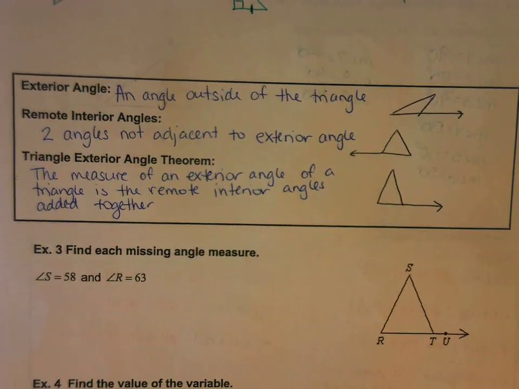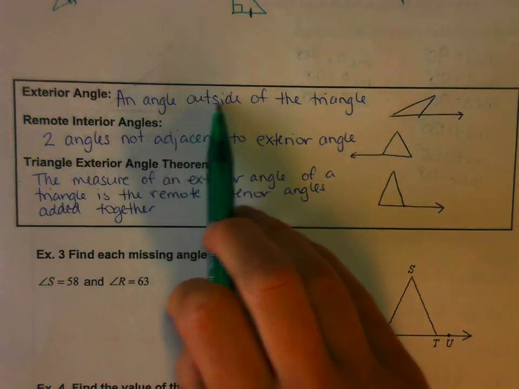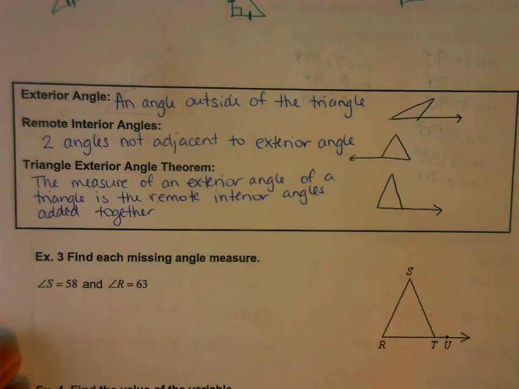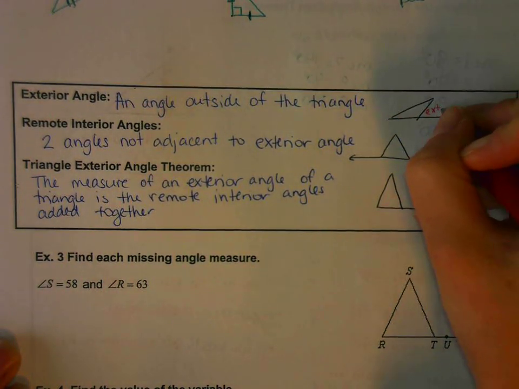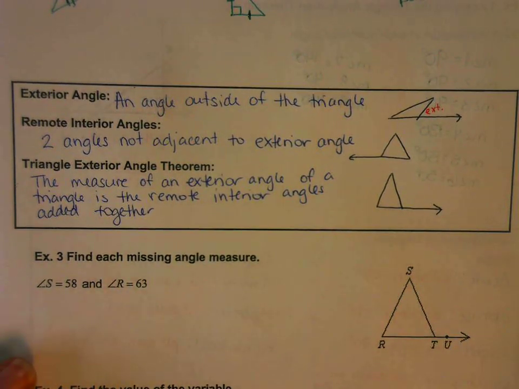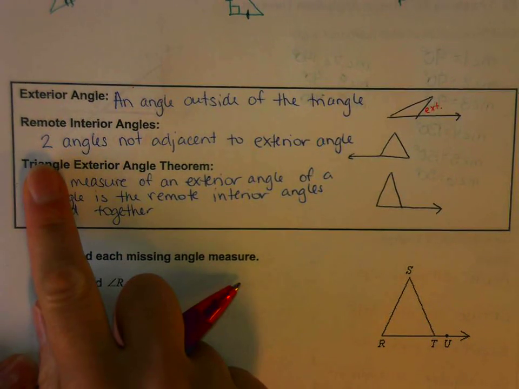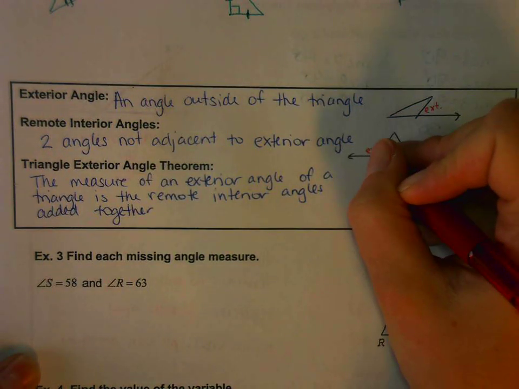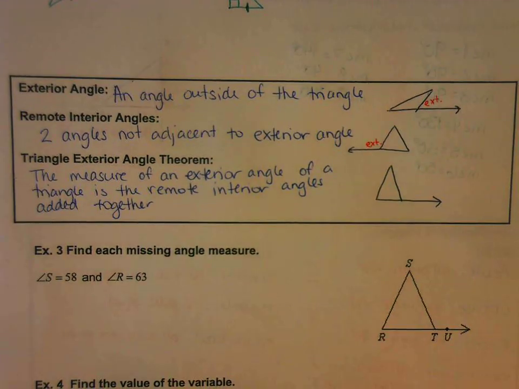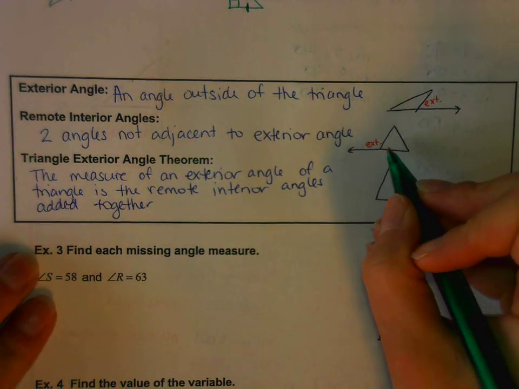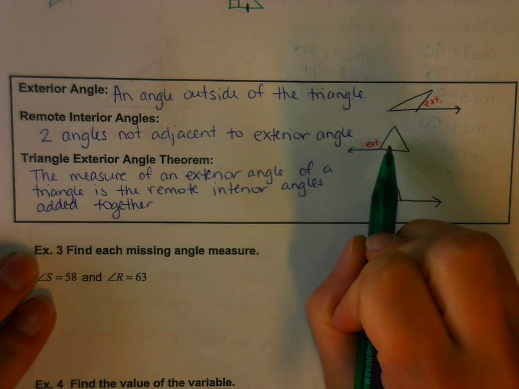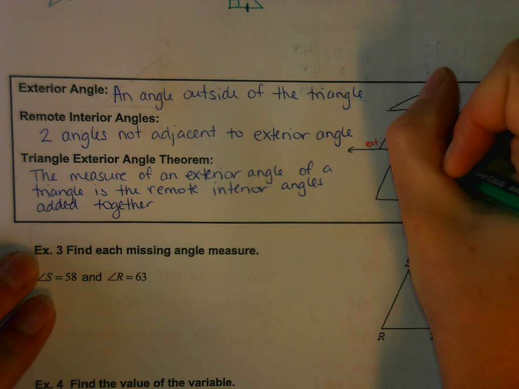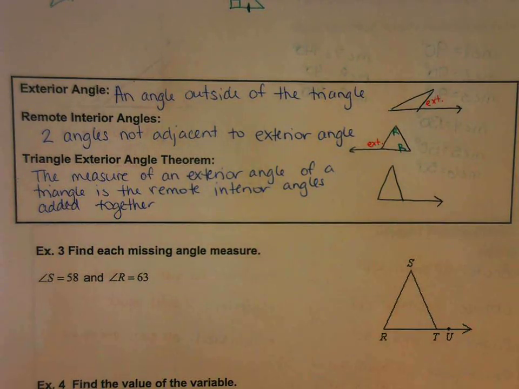And lastly, let's look at our exterior angles. An angle that is outside of the triangle is an exterior angle. So if I'm looking at this picture here, this is my exterior angle. Remote interior angles are two angles that are not adjacent to my exterior. So again, if this is my exterior angle, it's on the outside. My remote interior angles are not adjacent to it. If I'm looking at this angle inside my triangle, that is adjacent. So this is a remote interior angle as well as this one. They are not adjacent to my exterior.